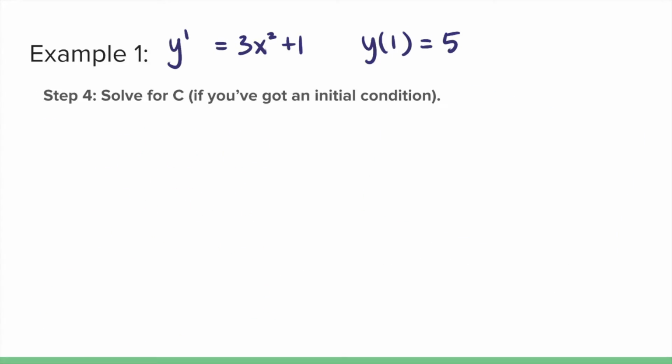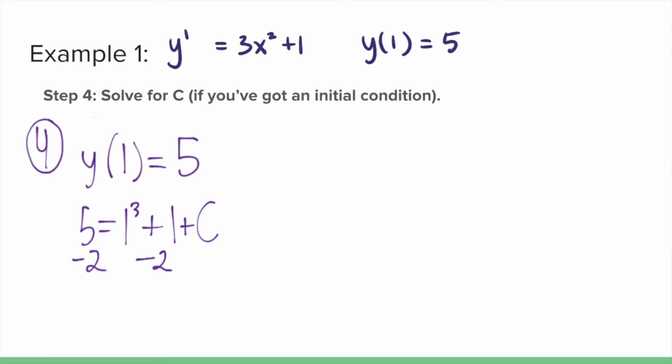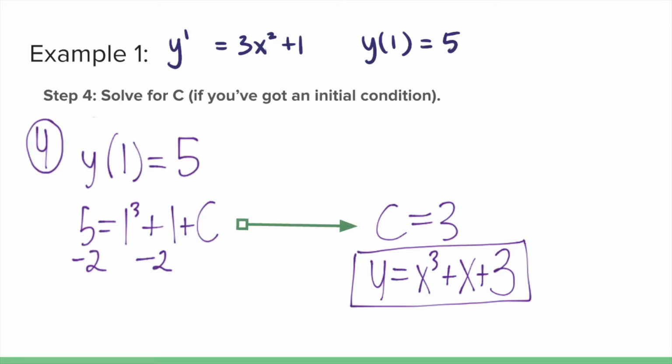Hey, what do you know? It's an initial condition. Brought to you by 6th grade math. Just plug your x, 1, and your y, 5, in and isolate your c value. Seems like we end with y is equal to x cubed plus x plus 3.